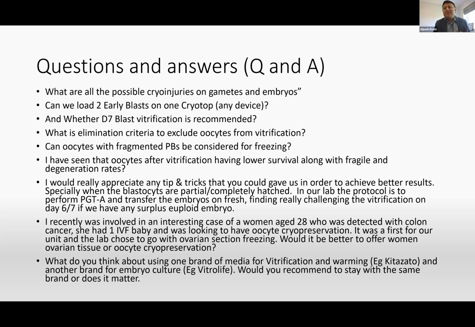Kitazato is one of the most popular vitrification products, and Kitazato culture media is hardly used. So that effectively tells you that Kitazato seems to be a more preferred vitrification warming product, but not necessarily for embryo culture. What do you think about using?